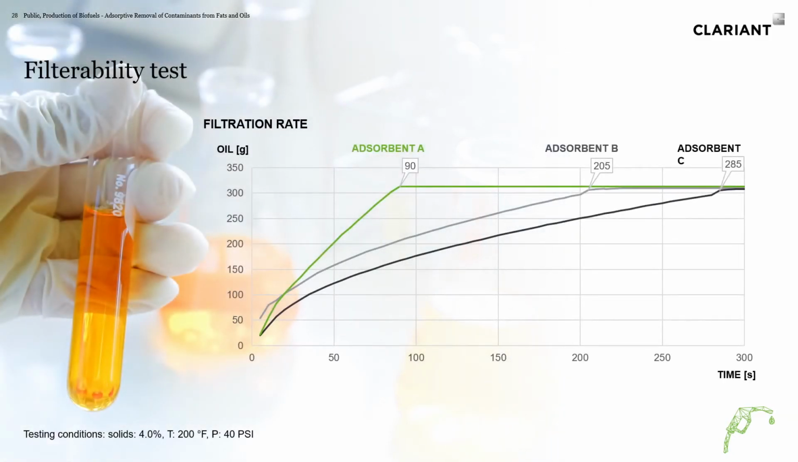Looking at filterability, that's another important aspect. We're able to control the porosity and the particle size. So looking at this table, you can see the x-axis shows the time it took to filter, and the y-axis shows how much oil was filtered in that time. So Adsorbent A was able to filter 300 grams of oil in about 80 seconds, whereas B and C took 200 and 300 seconds to filter that same oil. So filterability is another important aspect. Since you're doing a filtration process, you want to have high throughput as well as contaminant removal.